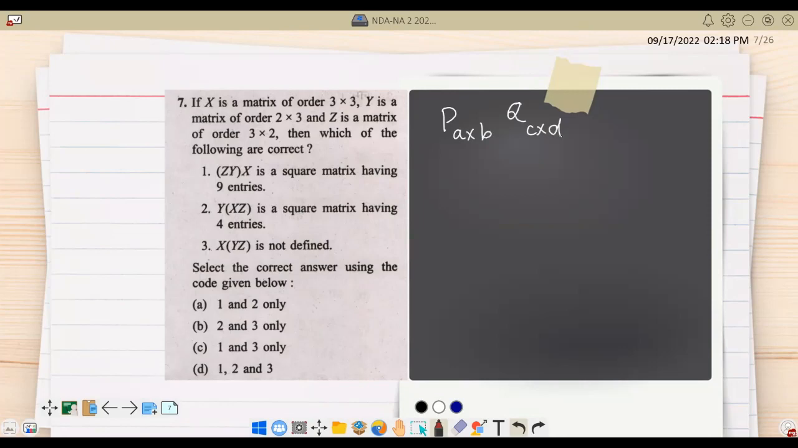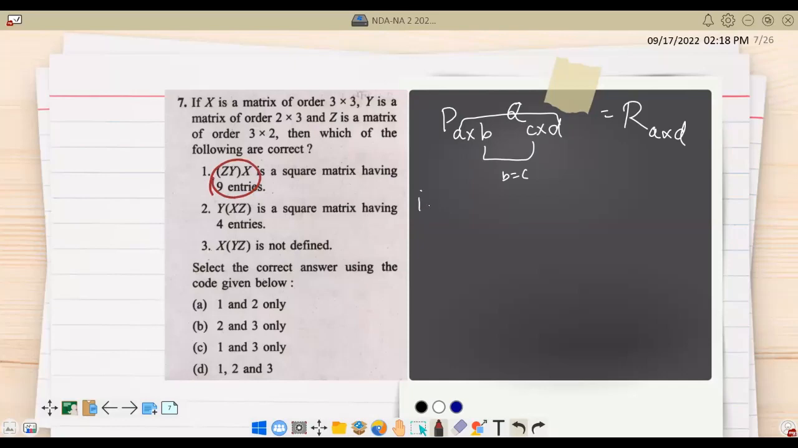If I want to multiply P and Q, then it should be satisfied that B is equal to C. If B is equal to C, we can multiply the two matrices P and Q, and the resultant matrix will be in the form of A cross D. So we need to check these conditions for every matrix multiplication.